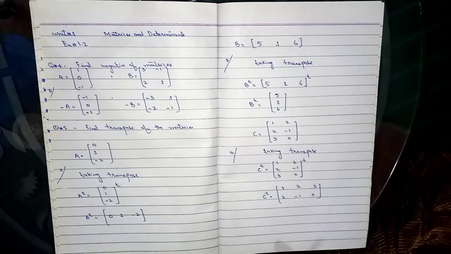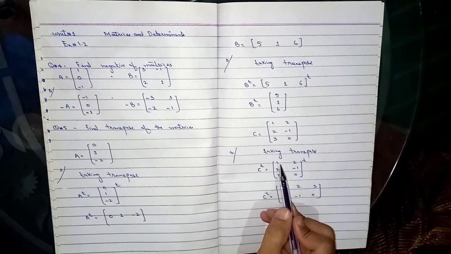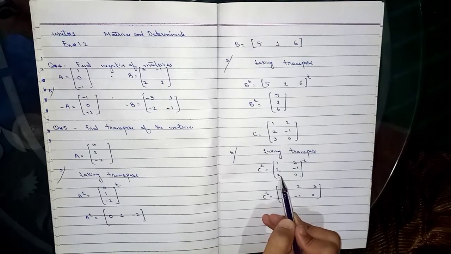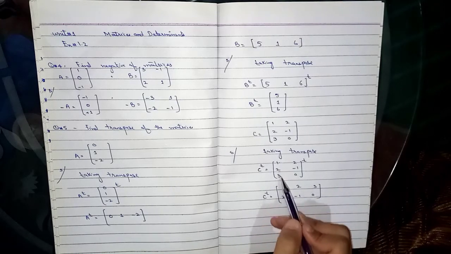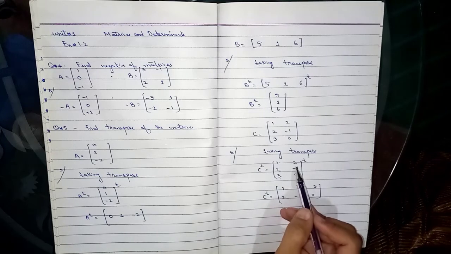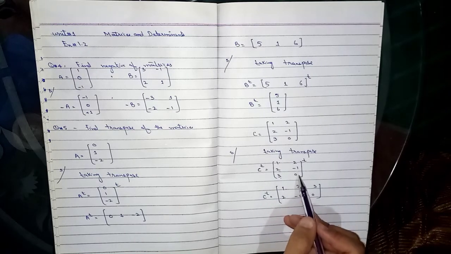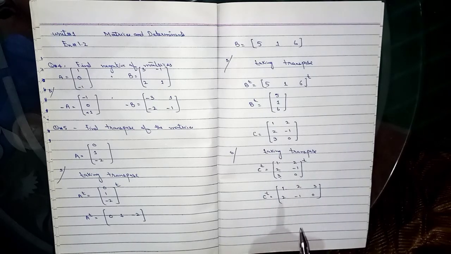Now what happens if we change columns into rows? See students, this is the column. If we change it into a row, 1, 2, 3. Similarly, 2, -1, 0, the second column. If we change it into a row, it becomes 2, -1, 0.